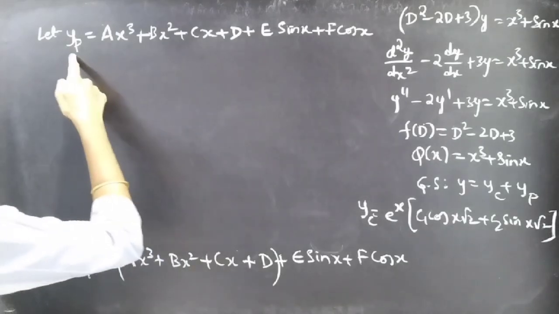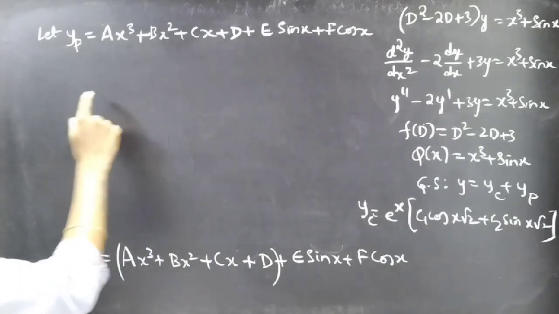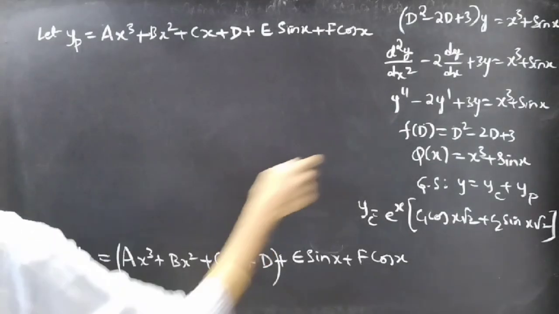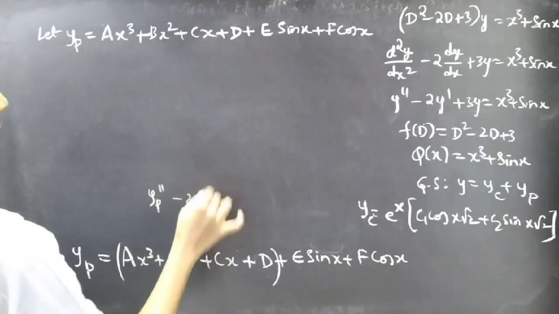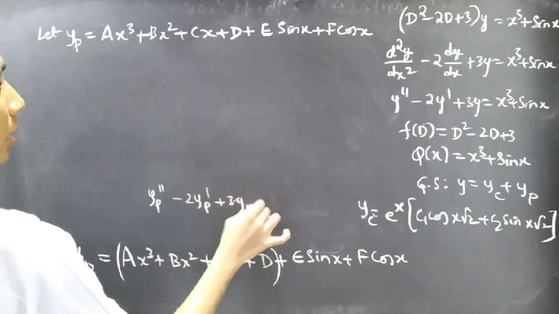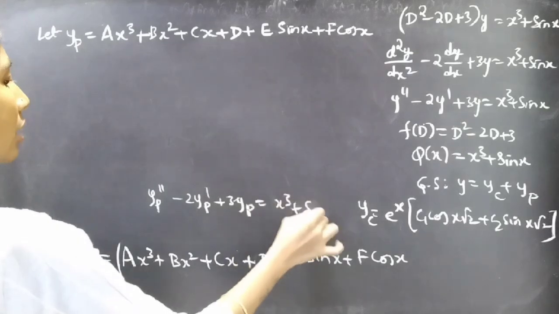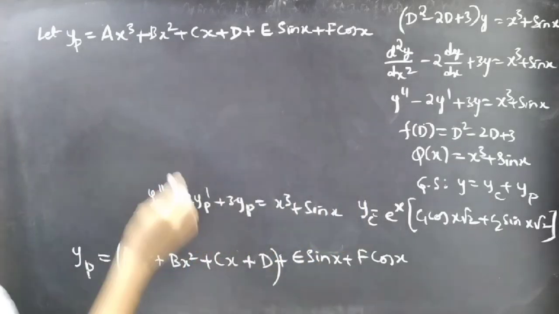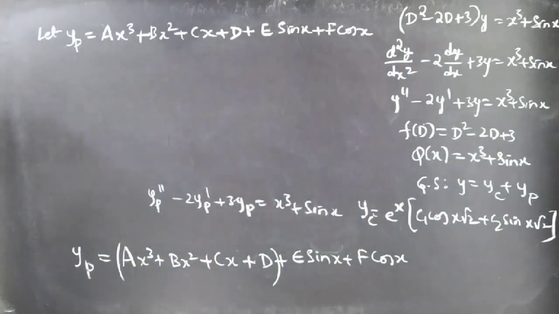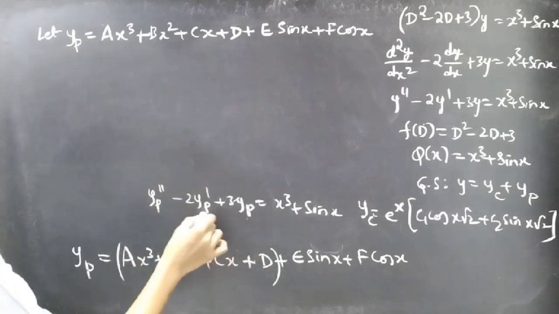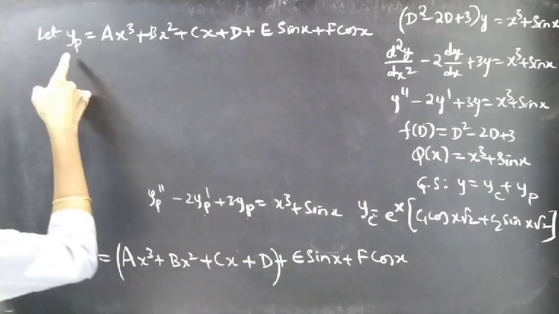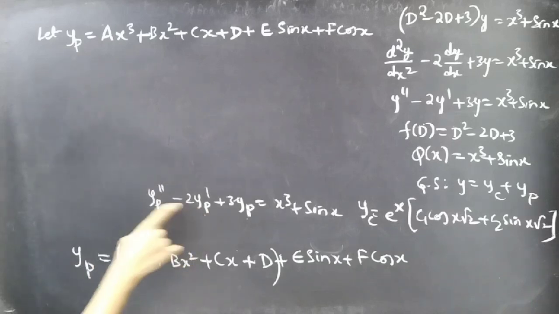We have picked yp such that it satisfies the given equation, so the given equation becomes yp double dash minus 2yp dash plus 3yp equal to x cube plus sin x, which is nothing but yp satisfies the given equation. Now in this equation you have yp, yp dash and yp double dash, right? We have only yp, so we need to find yp dash and yp double dash.